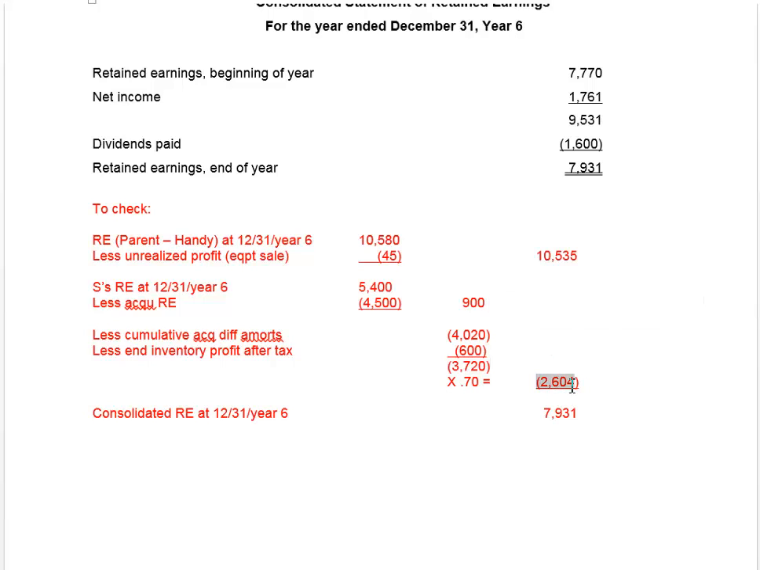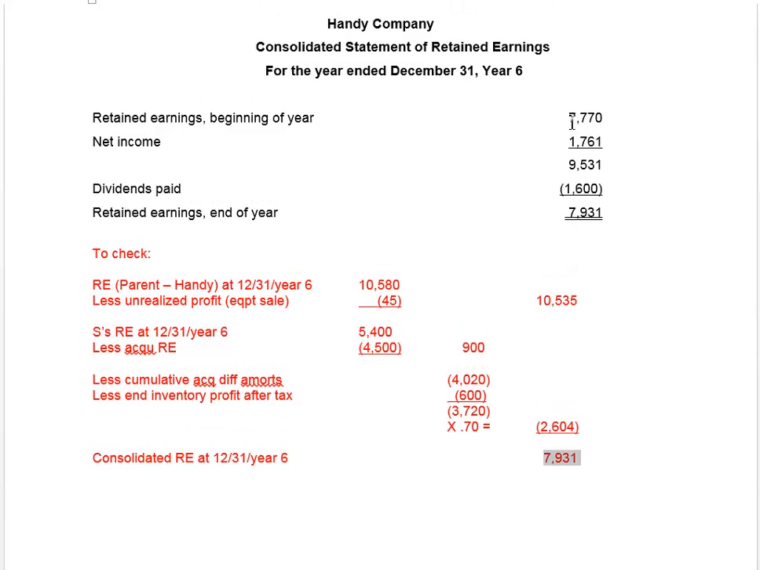So we have $2,604. And again, that's negative. Why? Because we started with a positive retained earnings here, but we made all these adjustments to facilitate the consolidation process. So that wound up negative at our share. So if we add these two numbers together, we'll get $7,931. So that proves that our consolidated retained earnings, using a more traditional method, can still work out if we start with the separate entities' ending retained earnings balances.